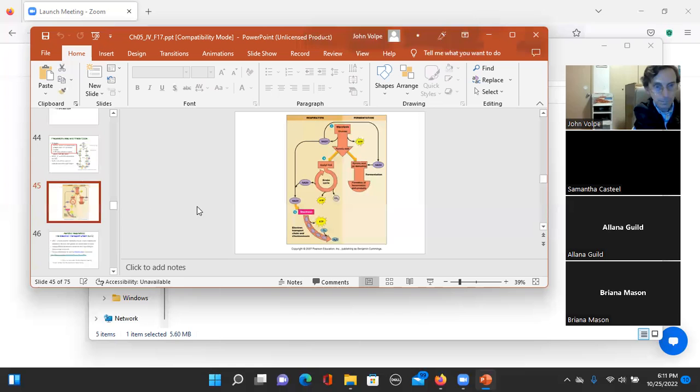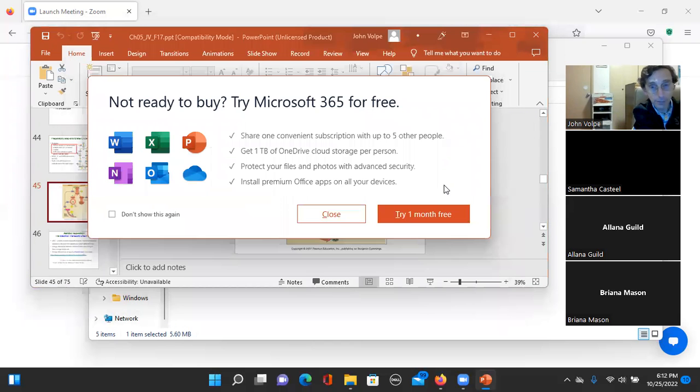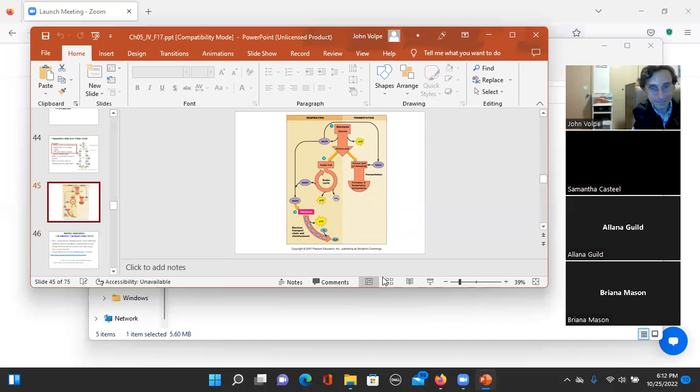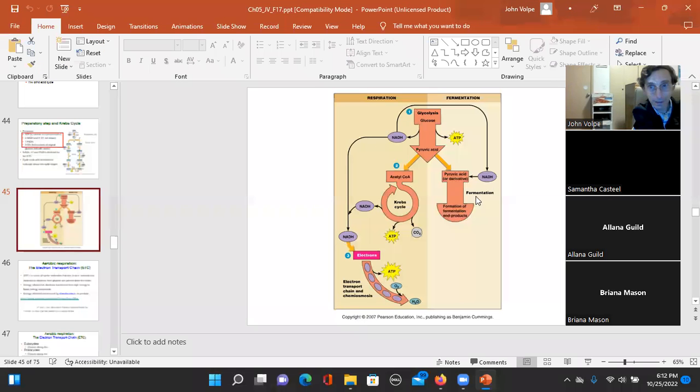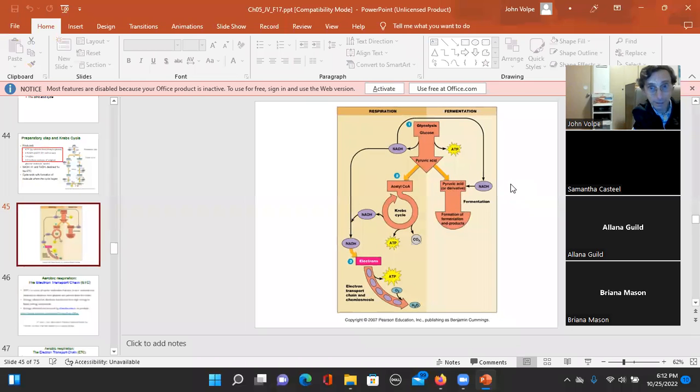All right, I think we were at this stage where the NADH and the FADH2 were carrying electrons to the electron transport chain. The electron transport chain does have a number of names.